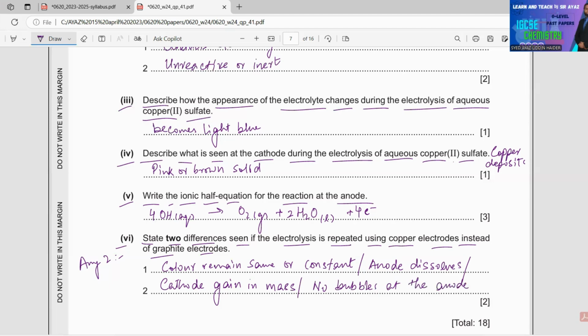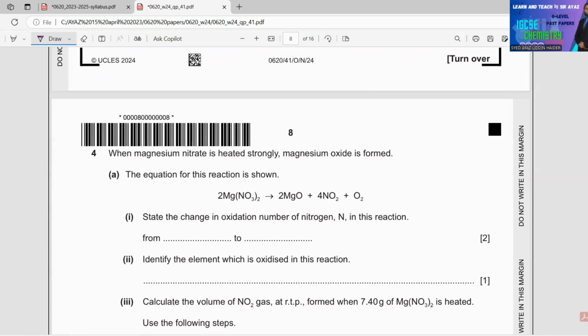Moving to next question, which is question number 4. When magnesium nitrate is heated strongly, magnesium oxide is formed. A. The equation for this reaction is shown. 2 Mg(NO3)2 gives 2 MgO plus 4 NO2 plus O2. 1. State the change in oxidation number of nitrogen N in this reaction.